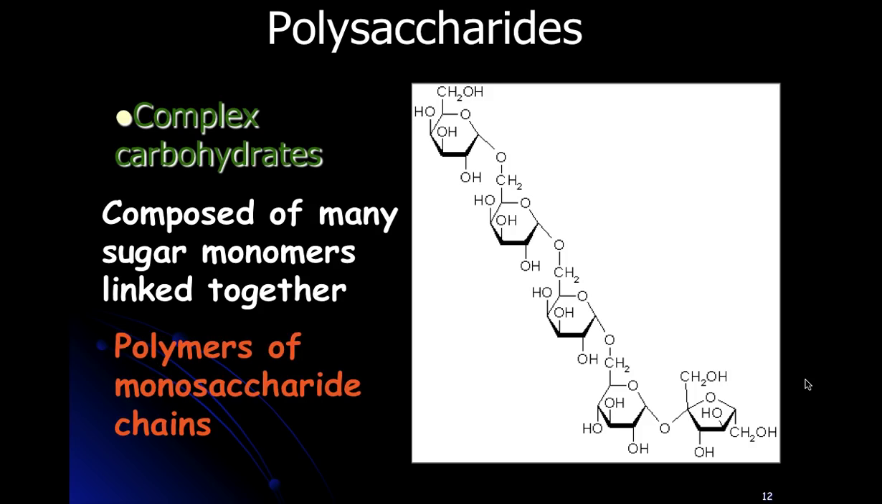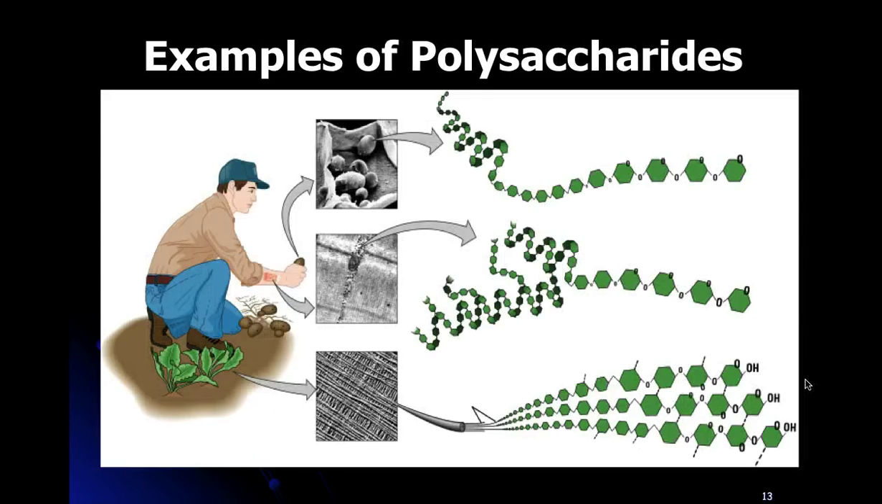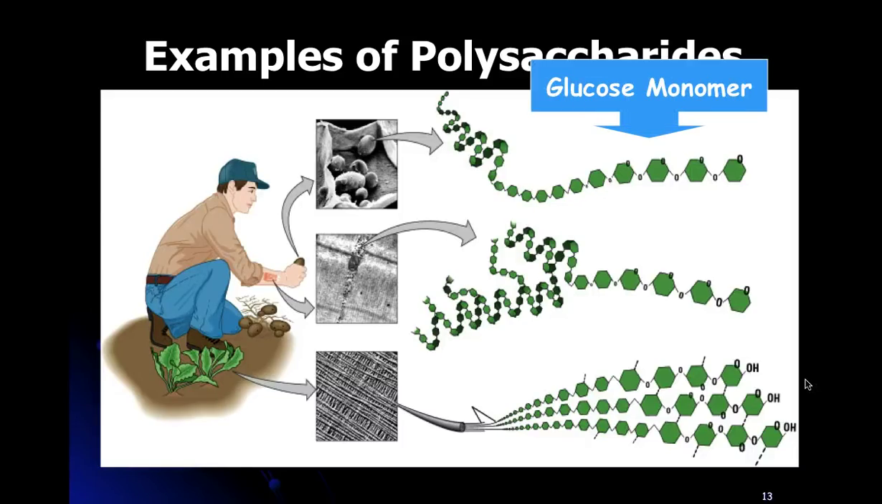Polymers of monosaccharide chains. Poly meaning many, so there are many monosaccharides combined together. So examples of polysaccharides, we have glucose, potatoes, we have starches. So here's our starch, we have glycogen, and then we have cellulose. Glycogen is what we burn for energy. Cellulose is plant structures that we cannot digest, which is the reason why you see corn later.